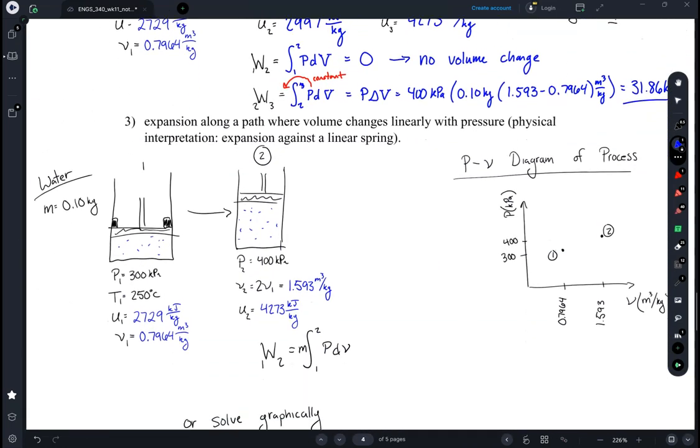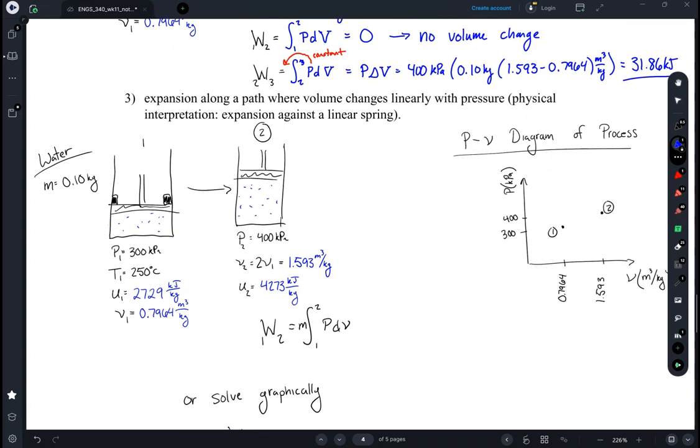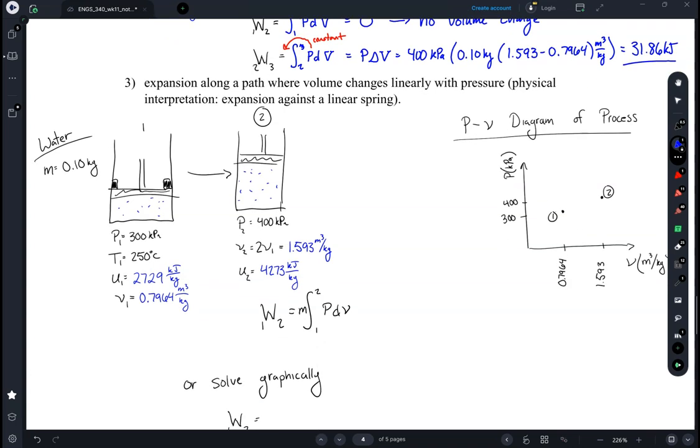All right, now let's do one more step. Now we're going to imagine we are expanding, say, against a spring. So there's going to be a linear change between pressure and volume. We're still going to get from the same initial state to the same final state. Our system is going to look really similar. We're still going to try to solve the same integral.